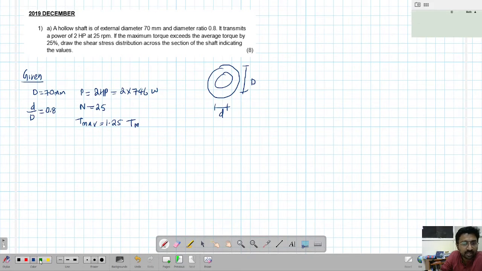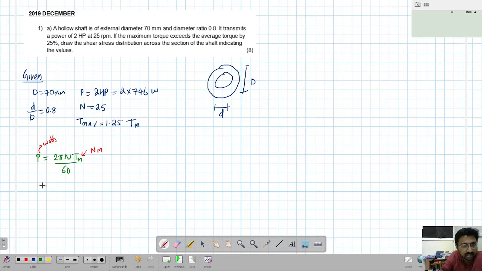Now power is given by 2 pi N T upon 60, where this T is nothing but the mean or average value. We just substitute the values. We know P, we know N, so we will get the value of T. One thing to notice, as I have told in many torsion videos: power will be in watts, and torque will be in Newton meter. N is rotations per minute.